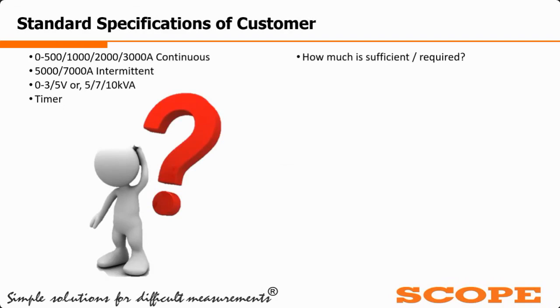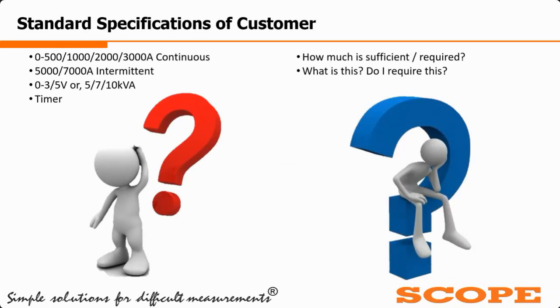How much is sufficient, and is it really required? The rated current of the instrument 3000 ampere, or the range 5000, or the intermittent range. Do I really require this? Okay, so let us move ahead, and we can get all the answers in the upcoming slides.